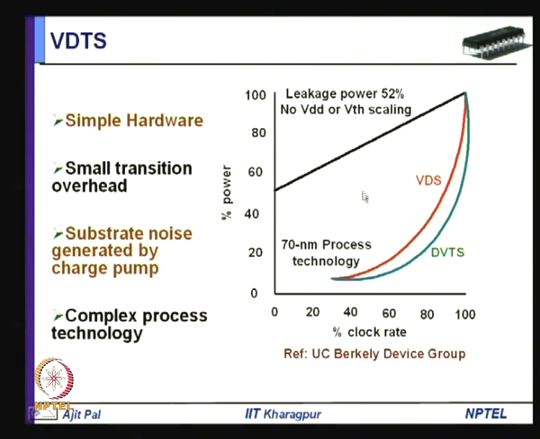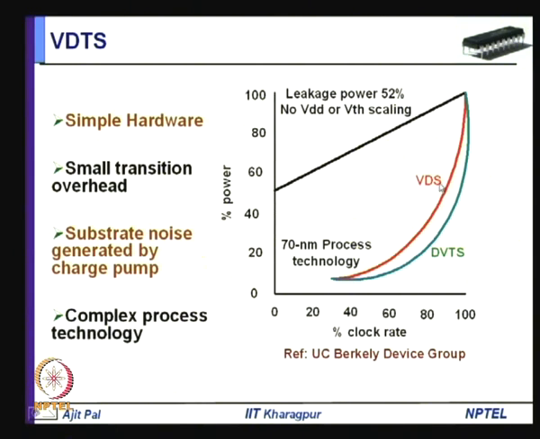And as I have already explained, this plot was done by the device group of UC Berkeley. They assumed this is for a 70 nanometer process technology. In this particular case, it has been found that leakage power is about 52% of the total power. So, if you do not do supply voltage scaling or threshold voltage scaling, and simply reduce the clock rate as the workload is reduced, the dynamic power reduces linearly. So, you can achieve roughly 48% reduction in dynamic power, close to 52% being the leakage that remains.